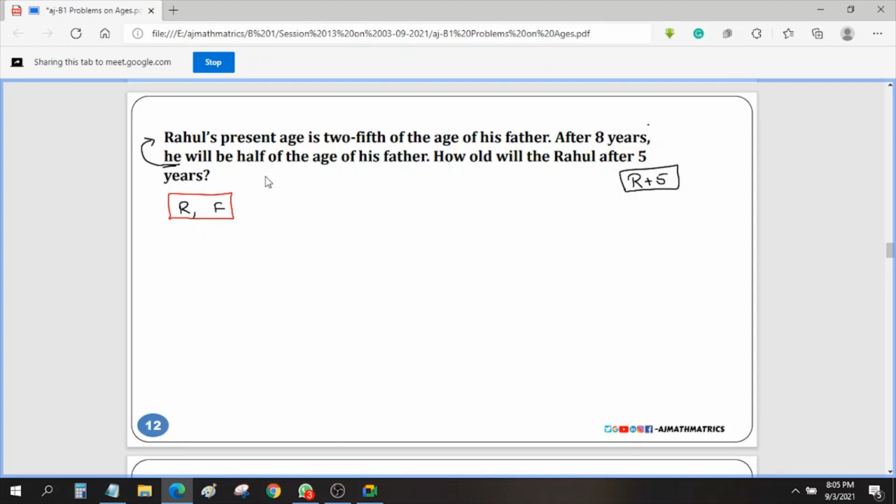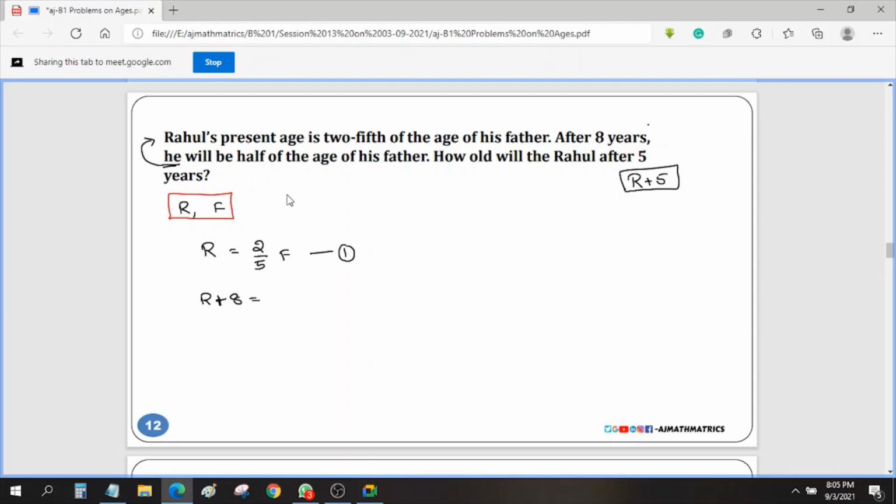Now I am converting the data. Rahul's present age, which is R, equal to 2/5 of the age of his father, 2 by 5 of F. This is representing the present ages, so that's why I have written it like this. Now the next point says after 8 years, he will be. Who will be? Rahul will be. That is R plus 8. So after 8 years Rahul will be R plus 8.